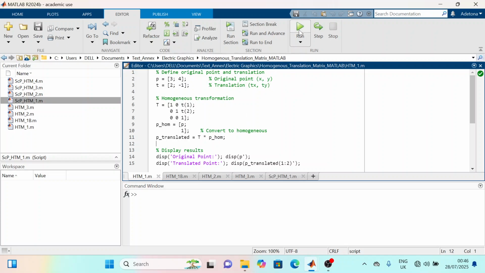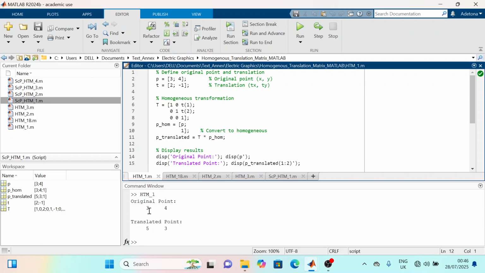So I'm now running what you are seeing here. By the time I run it, you now see the result. So this is the result. That is, this is the original point 3, 4. This is the coordinate of the original point, and this is the coordinate of the translated point.